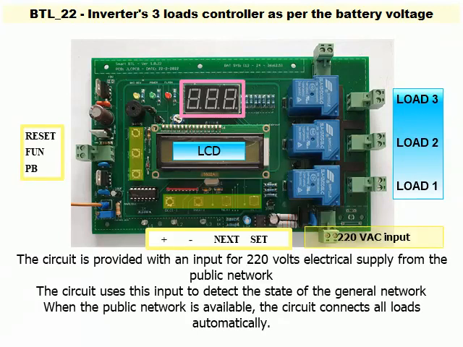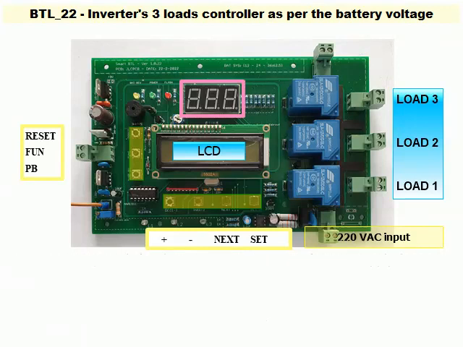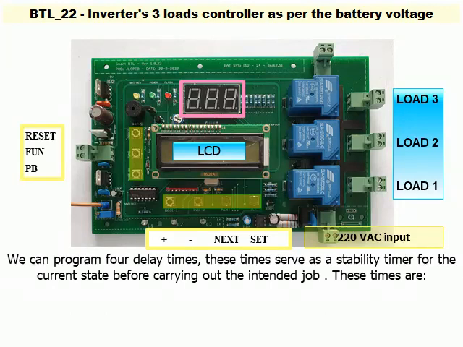The circuit is provided with an input for 220 volts electrical supply from the public network. The circuit uses this input to detect the state of the general network. When the public network is available, all loads are automatically connected. We can program 4 delay times. These times serve as a stability timer for the current state before carrying out the intended job.